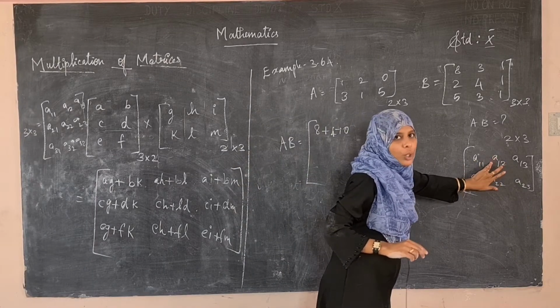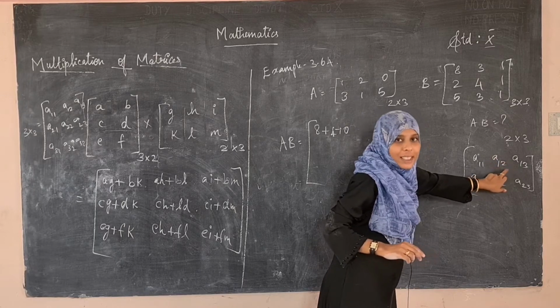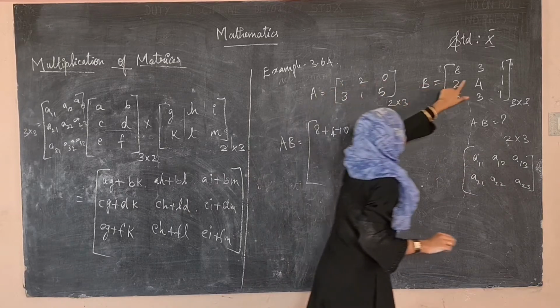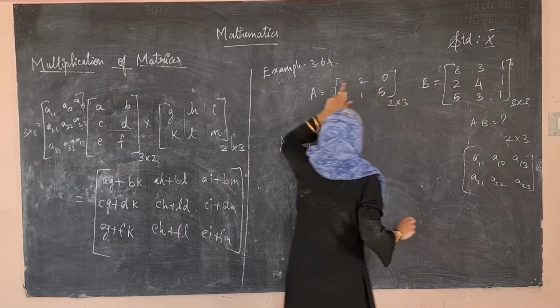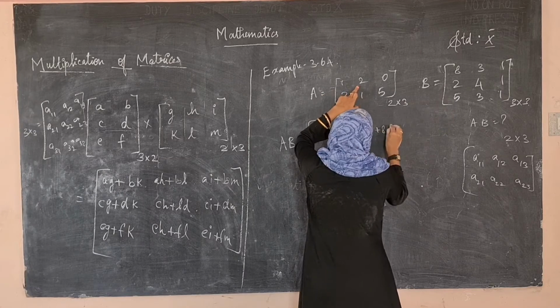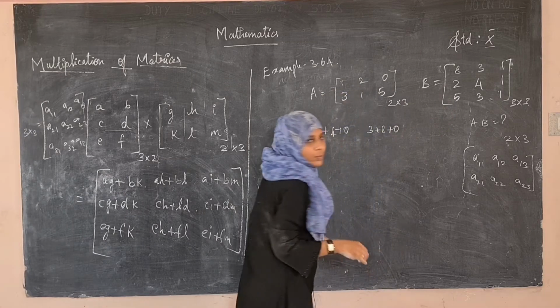That is, the first row of the first matrix and the second column of the second matrix should be multiplied. First row is 1 2 0. Second column is 3 4 3. So 1 into 3 is 3, 4 into 2 is 8, 0 into 3 is 0.